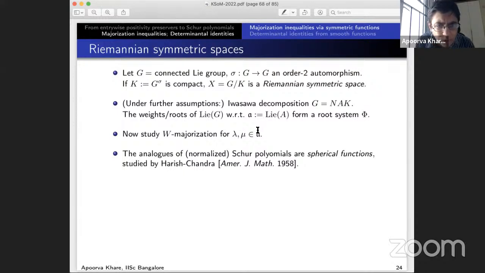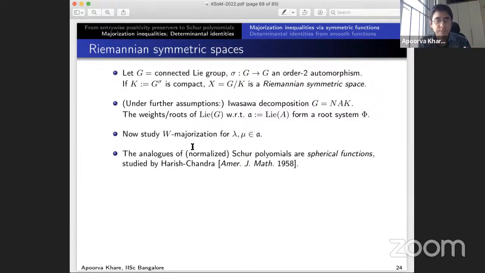So one can study W-majorization exactly for weights in this. Actually, I think there's a typo. This might be A star here. There should probably be A star here. Anyway, if there's an inner product, you can identify A star and A. And then one wants to understand: remember, there are two sides to this majorization inequality. One side is lambda majorizes mu. The other side is that some normalized Schur polynomial or monomial symmetric function beats the values of some other normalized function on some space. What are the analogs of Schur polynomials in the general setting?